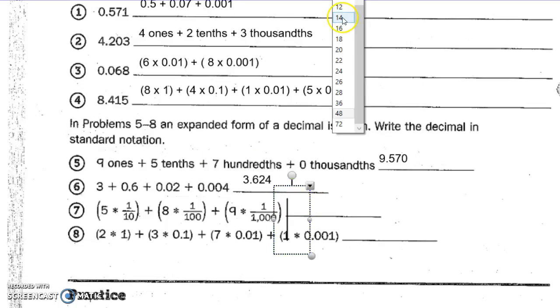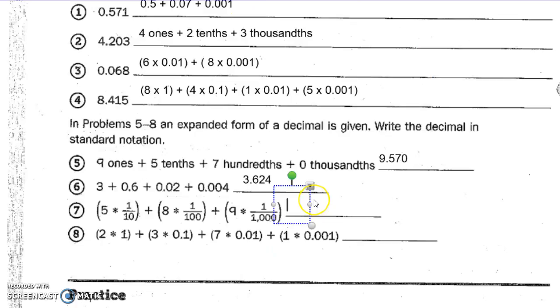Next one. This is easy peasy. Okay, 5 tenths. Ooh, we don't have any wholes. Okay, so 5 is in the tenths place. 8 is in the hundredths place. 9 is in the thousandths place. 589 thousandths.